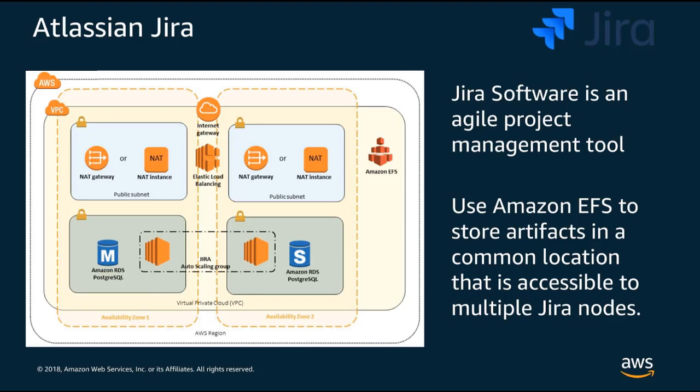Atlassian Jira. Atlassian Jira is a software development tool used by Agile teams. And Jira Service Desk Data Center provides IT service management software with high availability and performance at scale. Now, these applications use Amazon EFS as a shared file system to store artifacts in a common location that is accessible to multiple Jira nodes in multiple AZs. And by taking advantage of EFS's distributed architecture, customers are able to achieve higher and higher levels of availability.